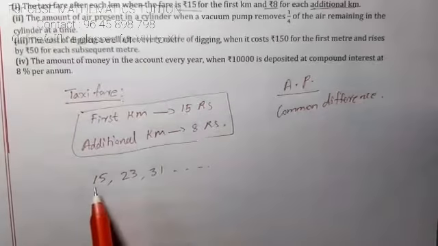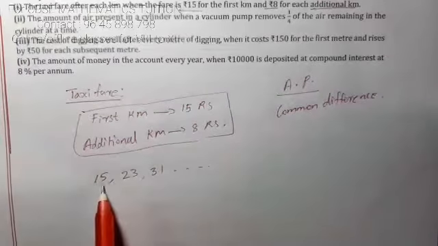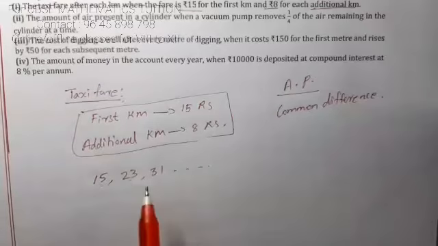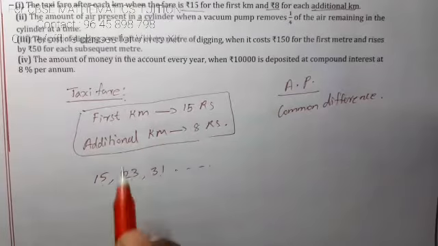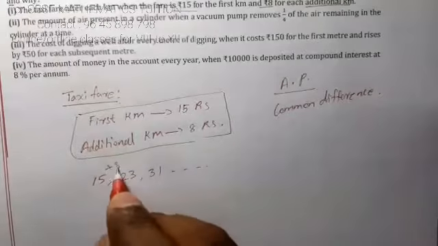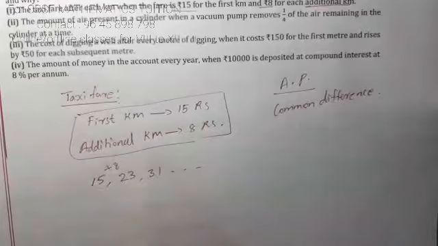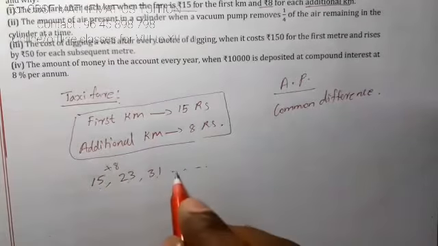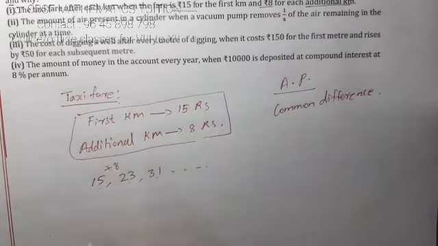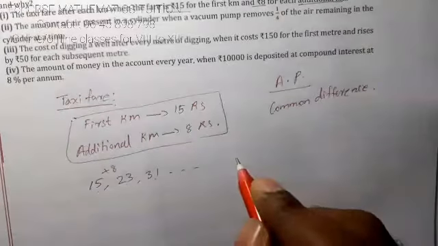These are the taxi fares for the first kilometer, second kilometer, third kilometer. So we listed it according to each kilometer. It is getting by adding 8. 8 plus 15 is equal to 23. 23 plus 8 is equal to 31. 31 plus 8 is equal to 39. So here common difference is there.